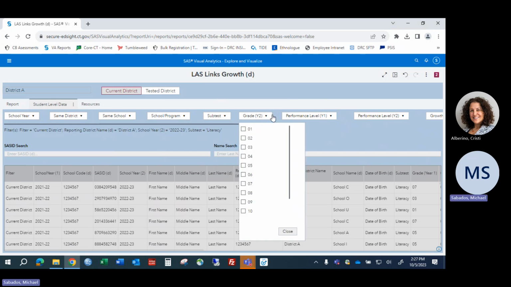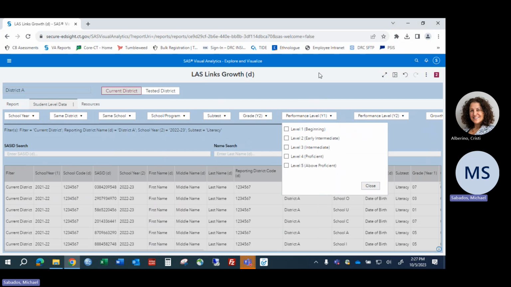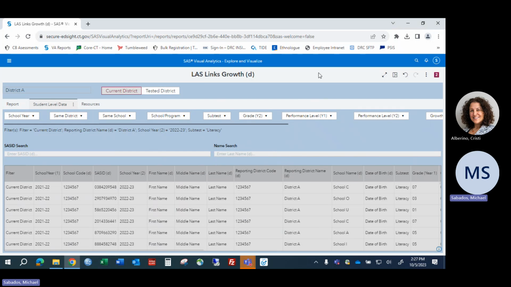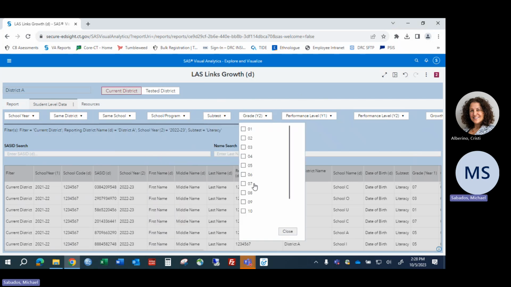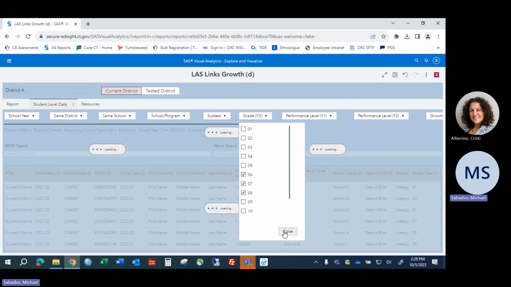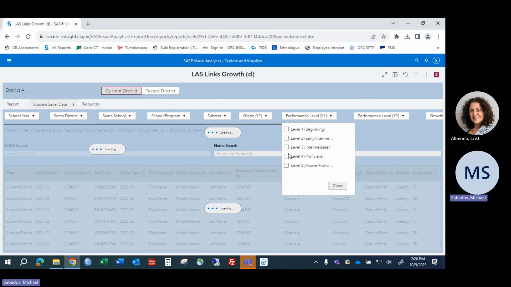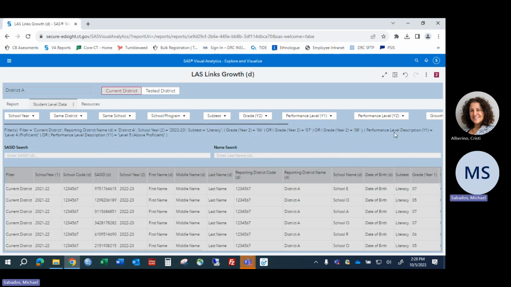What's their grade this year? Performance level. So for example, in that last query that we were looking at in the report, if we were interested, let's say, in students in literacy who in year 2 are in middle school, and they were a level 4 and 5 in year 1.